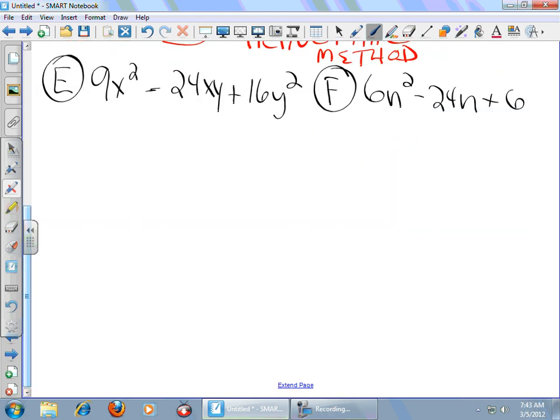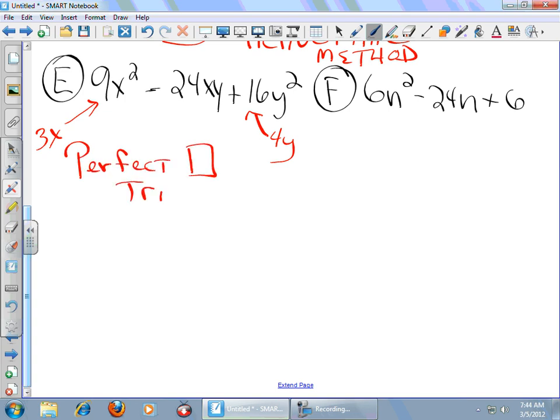Coming down here to 9, well, it looks like a trinomial problem, and I could do it using the trinomial method, except I notice that this is a perfect square, and its square root is 3x. This is a perfect square, and its square root is 4y. And if I multiply the roots, I get 12xy, and double it, I get 24. This is a perfect square trinomial. And why is it important to know that? Because it'll save me 10 minutes of factoring.